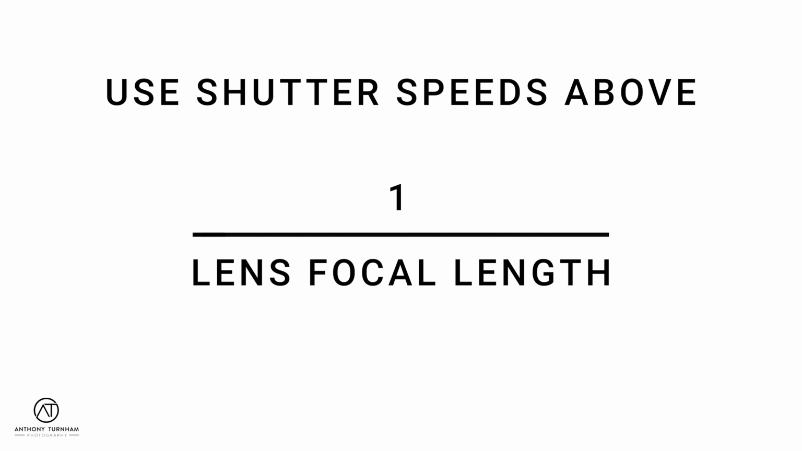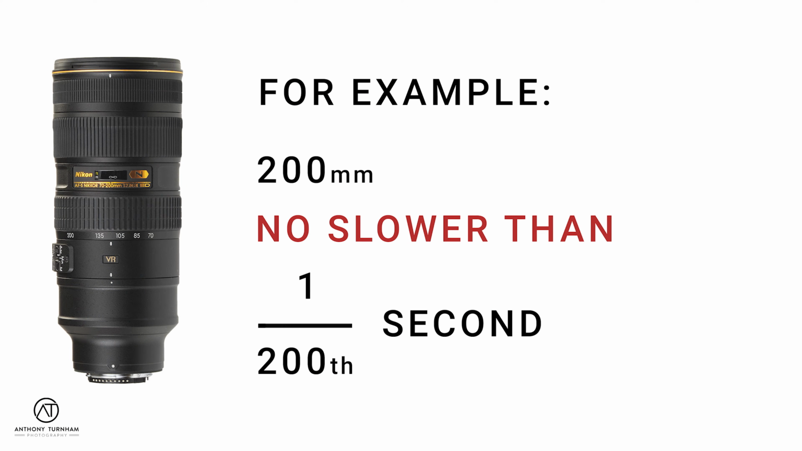And so I'd recommend that we use the 1 over focal length rule as an absolute minimum shutter shooting speed. So what that means is if we're shooting with, say, a 200mm lens, we don't want to be shooting at anything under 1/200th of a second. We want to be there or faster. If you're shooting with a wider lens than that, say 50mm, you can get away with a 1/50 shutter speed.